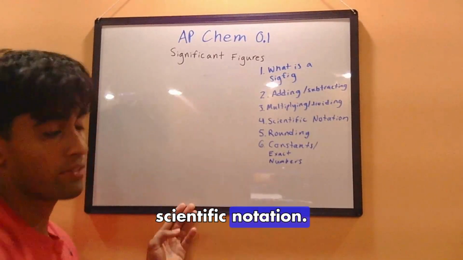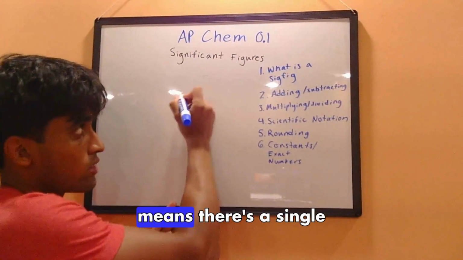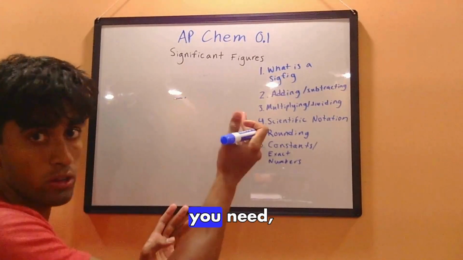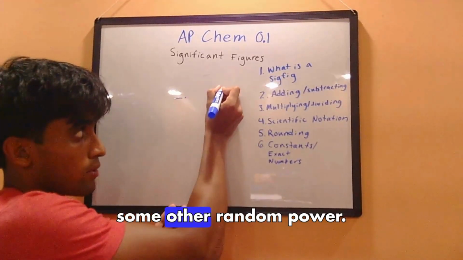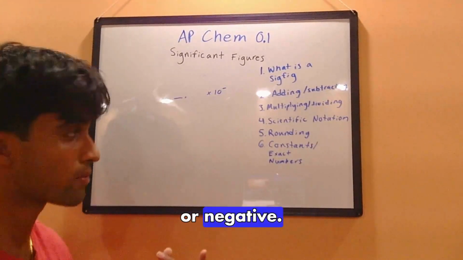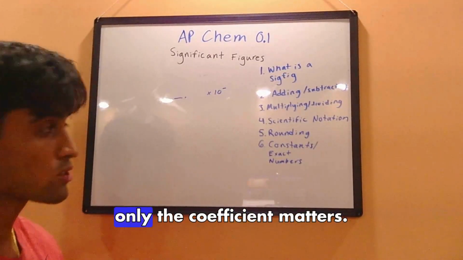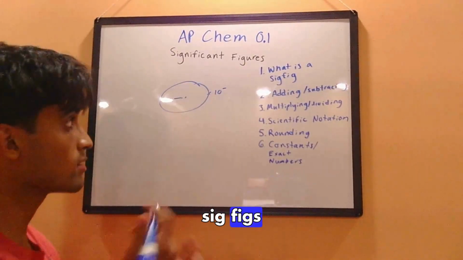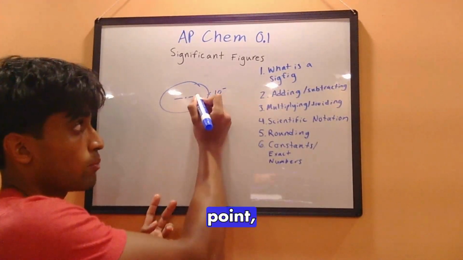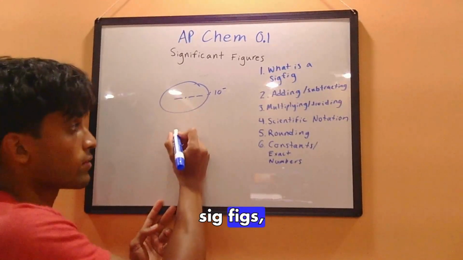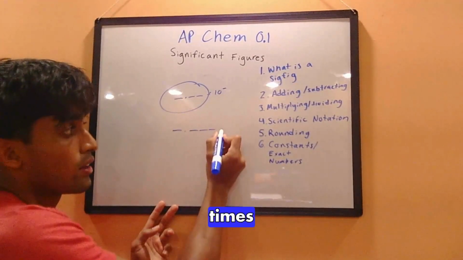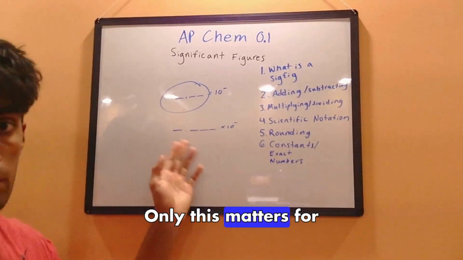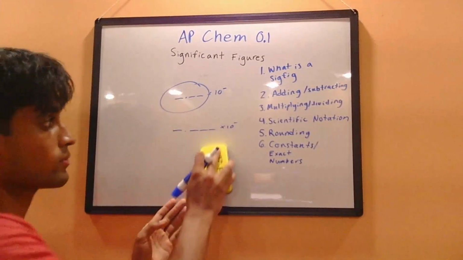Next thing, scientific notation. We know that scientific notation means there's a single digit, point, however many decimal places you need, times 10 to some other power. It can be positive or negative. With significant figures, only the coefficient matters. So if we have 3 sig figs for scientific notation, we'd have something point something something. If you want 4 sig figs, you have something point something something something times 10 to the whatever. The exponent does not affect it at all, only the coefficient matters for sig figs.